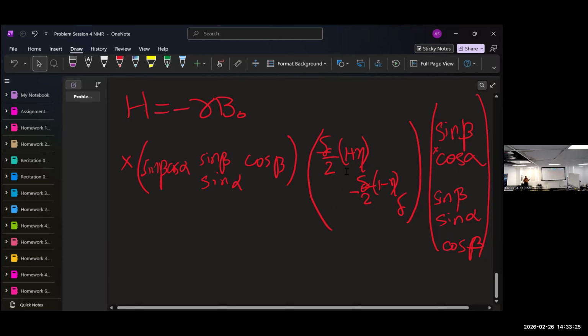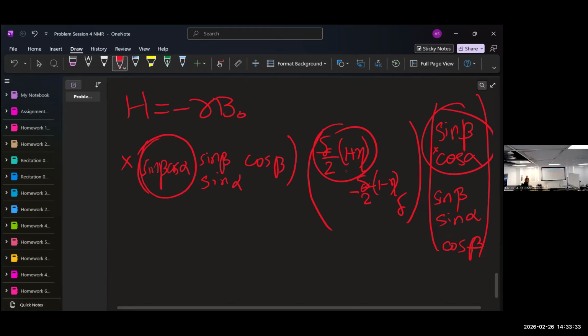Now, this is the great thing about having a diagonal CSA tensor, right? The matrix multiplication is very simple. So I'm just going to pull out this as one term, then the second one, and then the third. And the sum of all that, I have to put all that together, and out will come the NMR frequency.